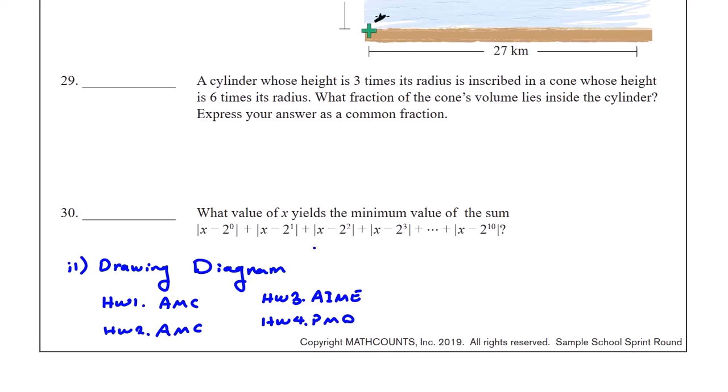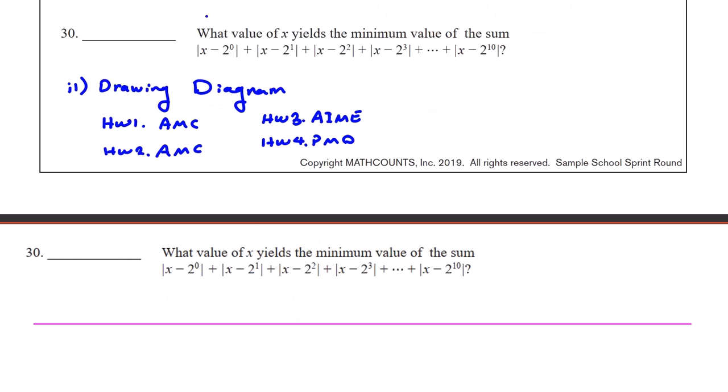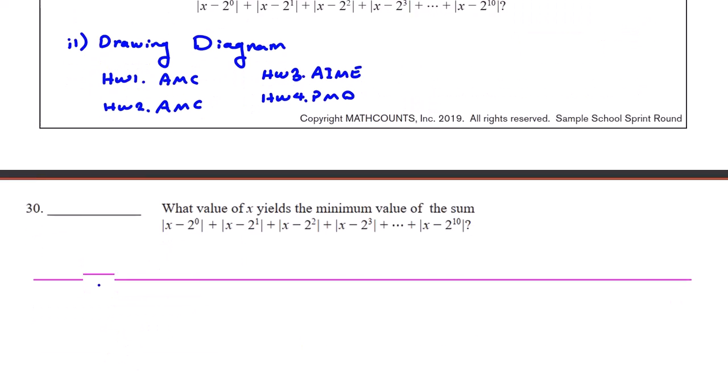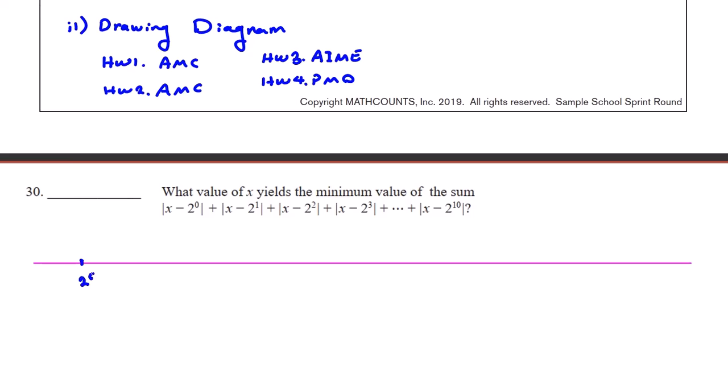Okay, let me open a new page. Let me draw like this: 2^0, 2^1, 2^2, 2^3, 2^4, 2^5, 2^6, 2^7, 2^8, 2^9.